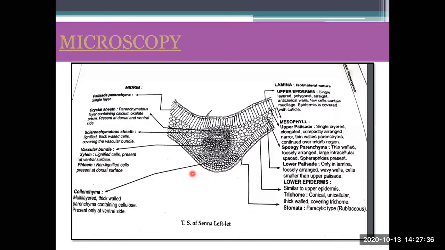The test which I explained is the Borntrager's test. There is a difference between Borntrager's and modified Borntrager's test. At the end of the chemical test, I had uttered modified Borntrager's test. Actually it was not a modified Borntrager test; it was only a Borntrager's test. Now we will see what is the difference between the Borntrager test and the modified Borntrager test.